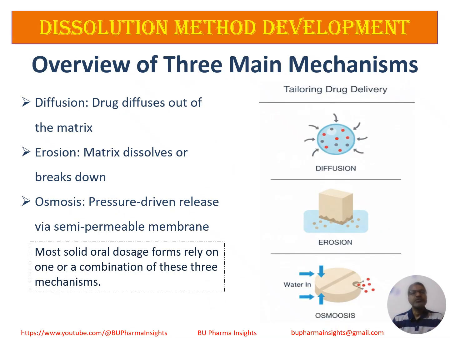Most solid oral dosage forms release drug through one or a combination of three mechanisms. Diffusion. The drug diffuses out of the matrix. Erosion. The matrix gradually dissolves or breaks down. Osmosis. Drug release is driven by osmotic pressure through a semi-permeable membrane. Many formulations use hybrid mechanisms, for example, gel-forming matrices that rely on both diffusion and erosion. Understanding these mechanisms helps explain why formulations behave differently in dissolution testing.